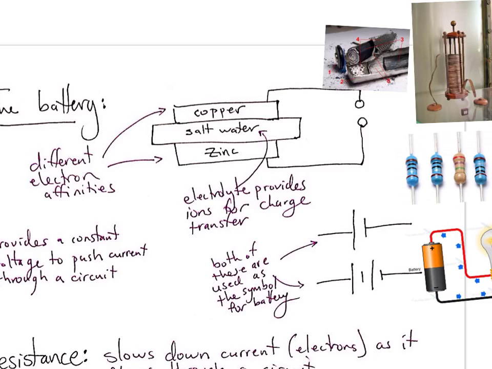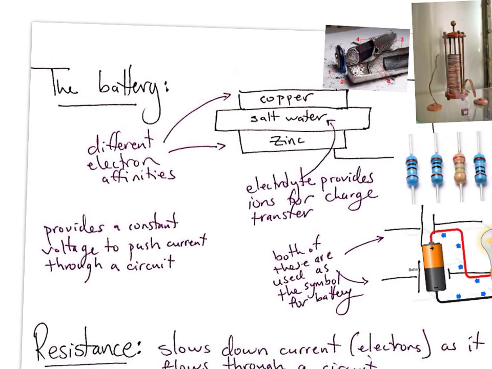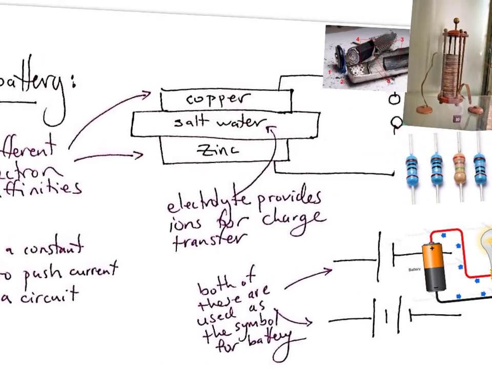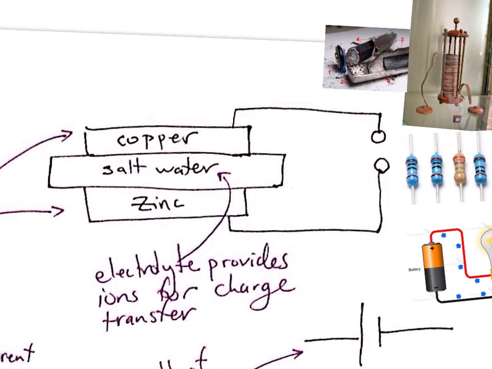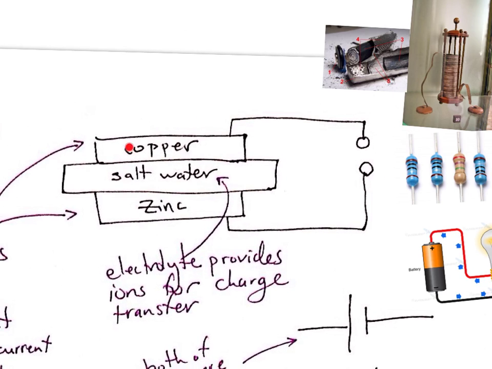Alright, so battery. You're familiar with batteries. Here's one of the original. It's basically just two different metals, so copper and zinc, with some kind of salt water, or they used brine way back in the day. And we can do this in class, and we'll use vinegar, I think. So it's just some acidic or electrolyte solution that provides ions for charge.